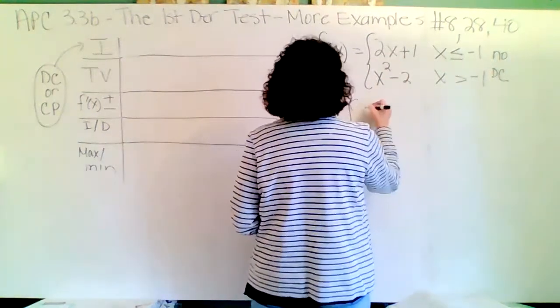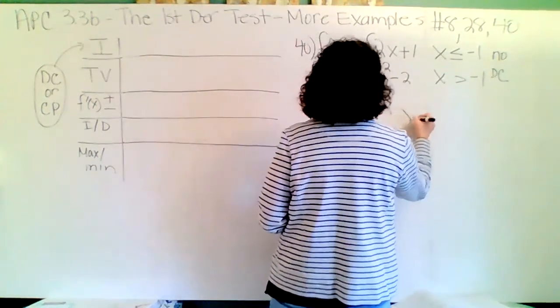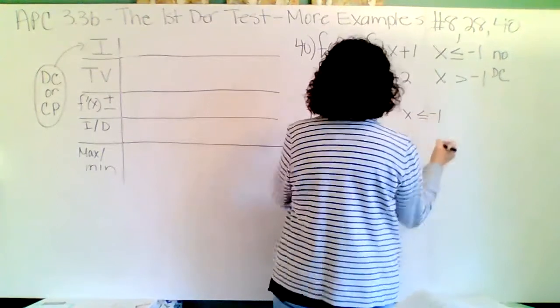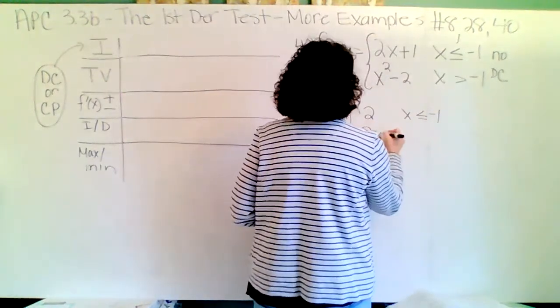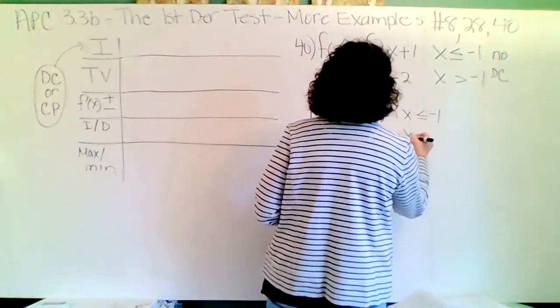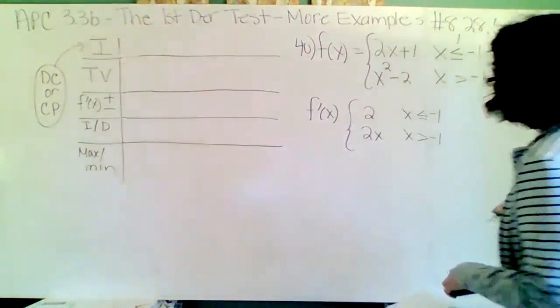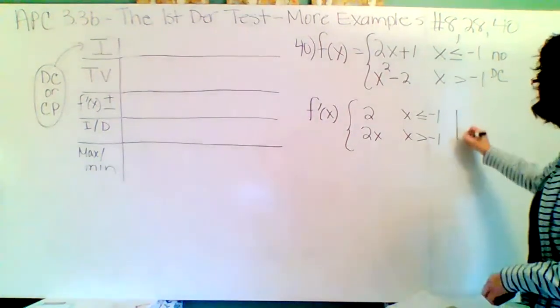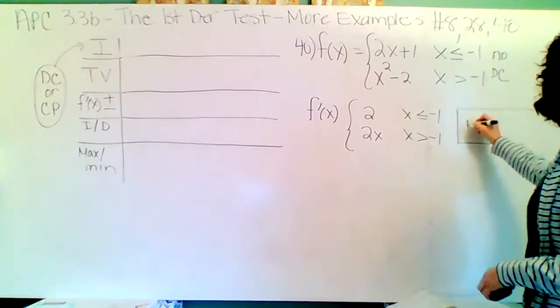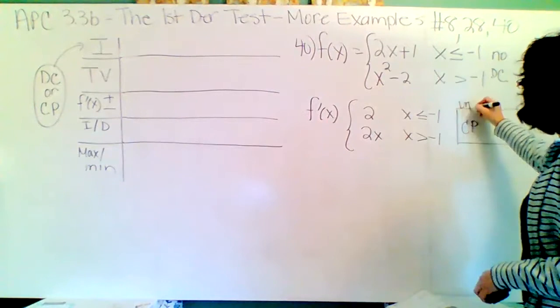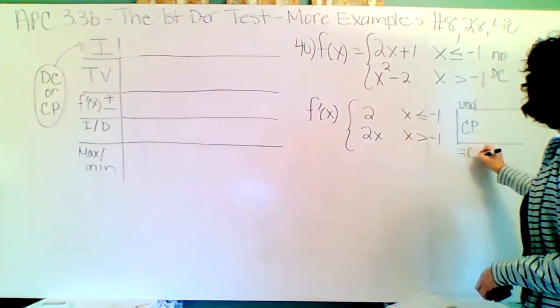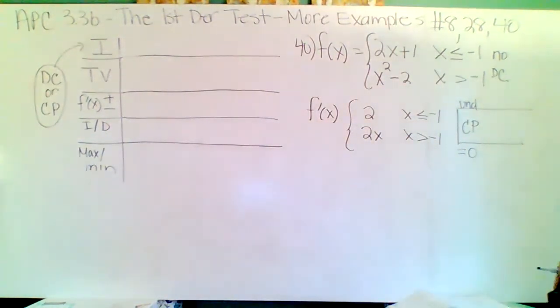That would be 2, the derivative of the line for x less than or equal to -1, and 2x would be the derivative for x greater than -1. All right, let's take a look. I'll go off to the side here. CP undefined, and where is this equal to 0?